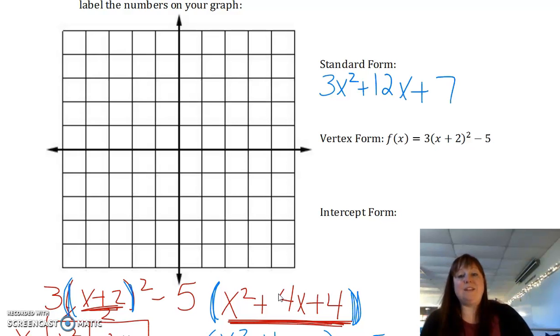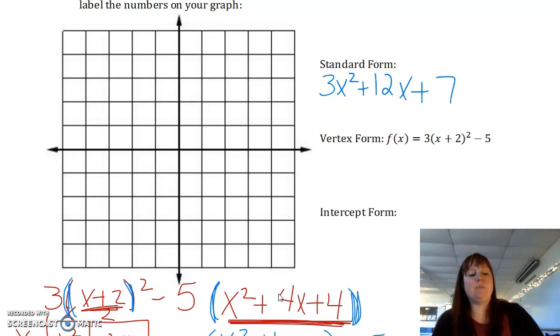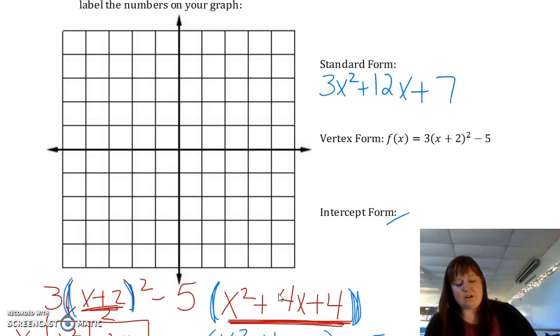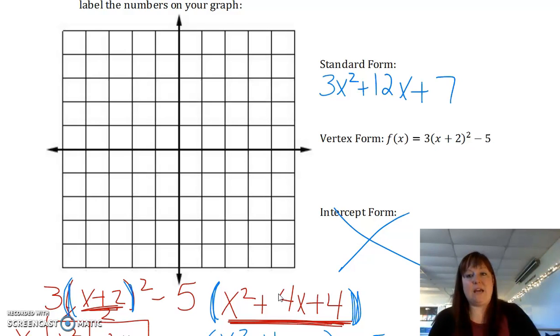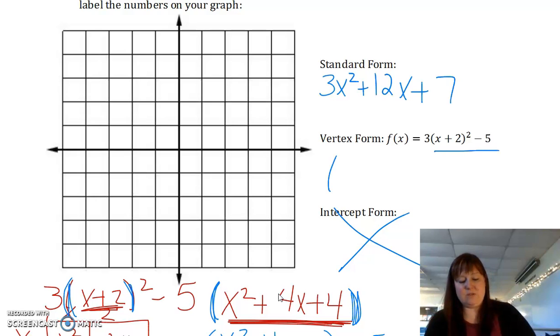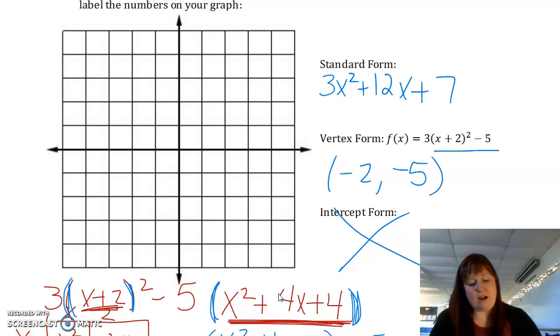Now I need to do intercept form, and here's the problem. Apparently I was really tired when I made this, and I didn't realize that doesn't factor. So this one we can't write intercept form for. But normally to get from standard form to intercept form, you just factor, okay? But I do know some things about this. I know the vertex, because this vertex form tells me where the vertex is. It tells me the vertex is -2, -5. So I can graph that. -2, -5, okay.